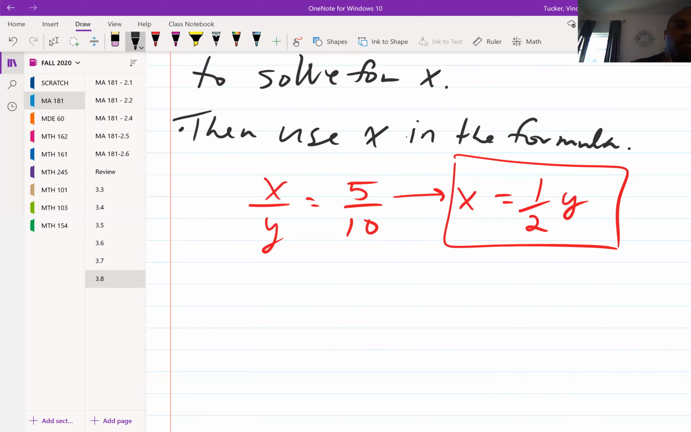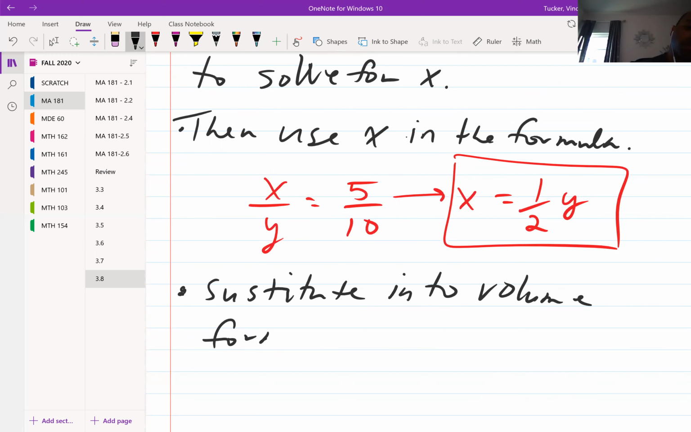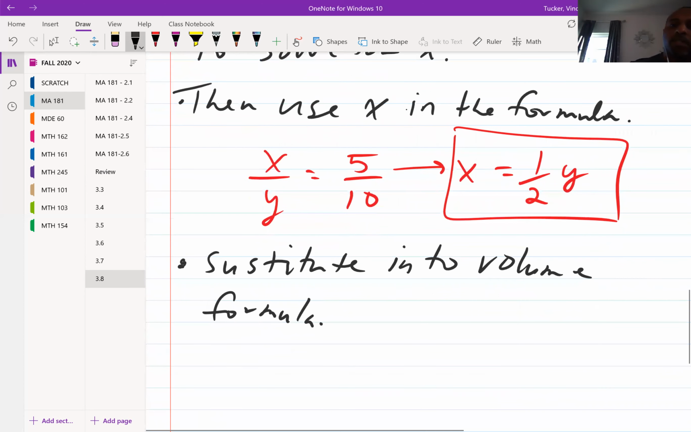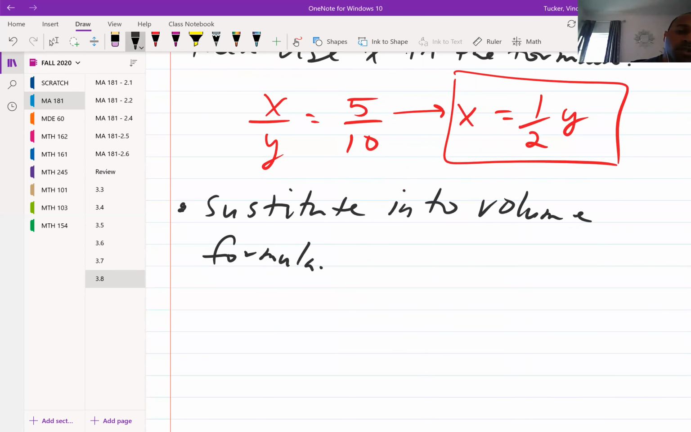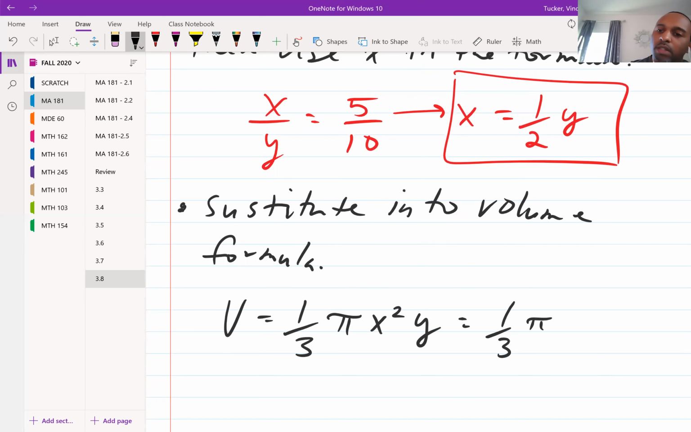All right, so that means our volume formula now, substitute into the volume formula. Remember that was 1/3 pi x squared y, which means that would be 1/3 pi times y over 2, squared, times y. 1/2 y is the same thing as y over 2.